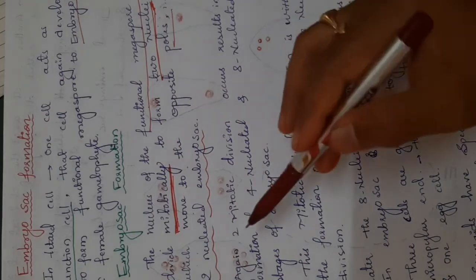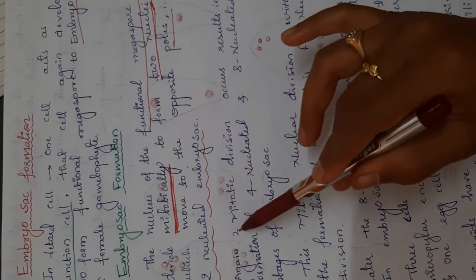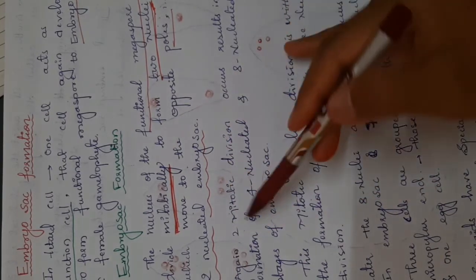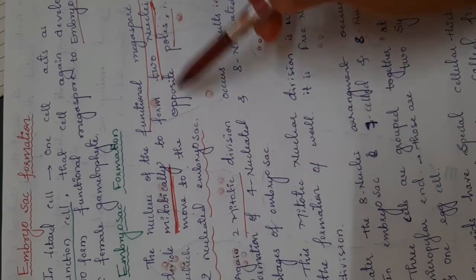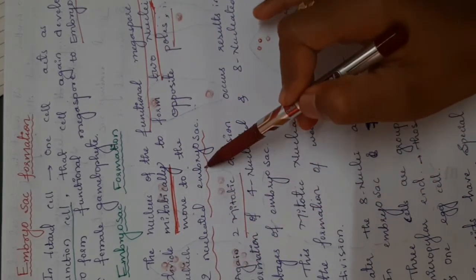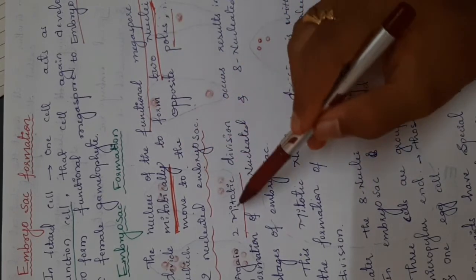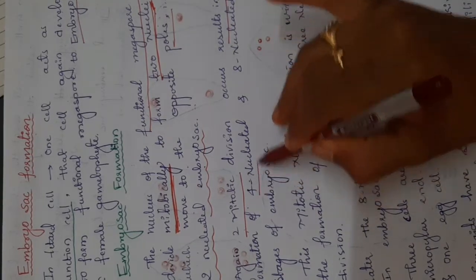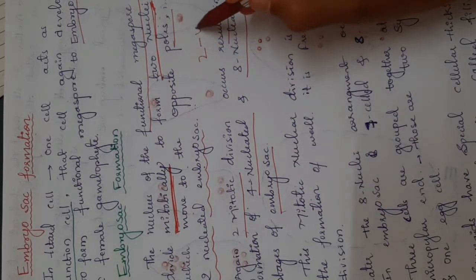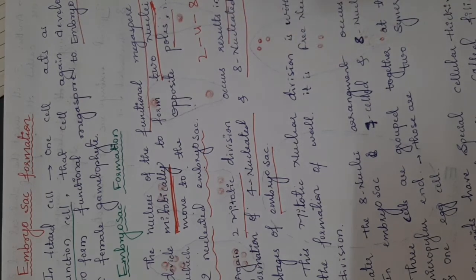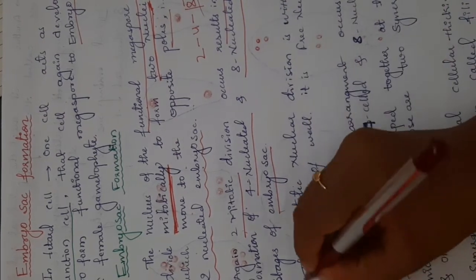Next, again simultaneously two mitotic divisions occur. In the first mitotic division, two nuclei are formed, and in the same cell two more mitotic divisions occur, resulting in the formation of 4 nucleated and 8 nucleated stages of an embryo sac. 2 nuclei to 4, 4 to 8 nuclei. Finally, we get the 8 nucleated embryo sac. Remember this, it is very important.